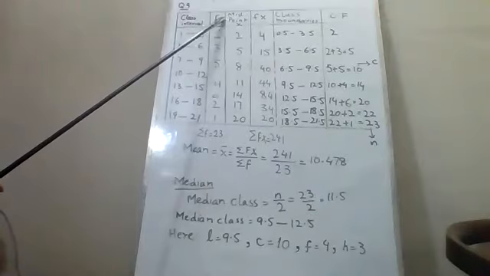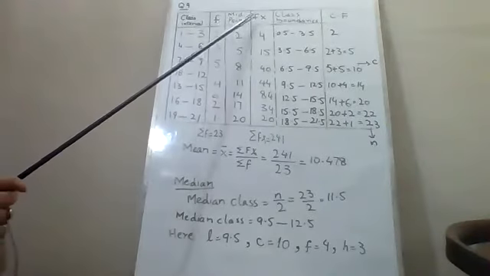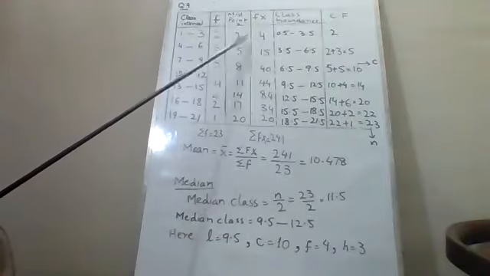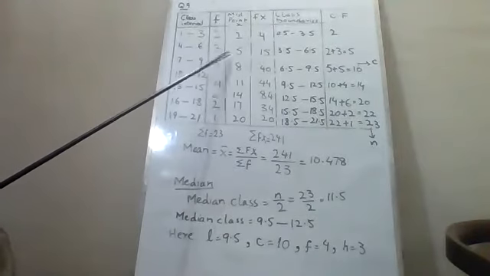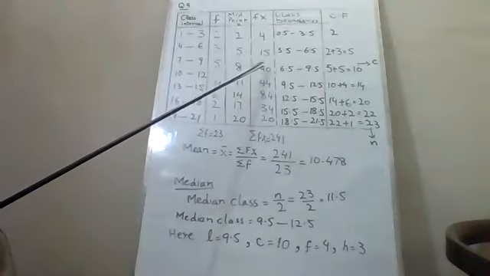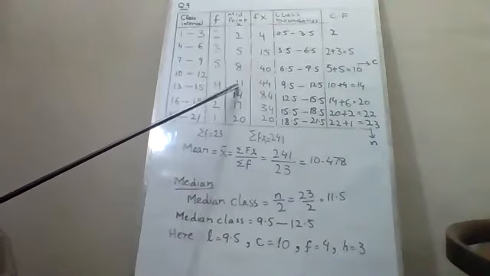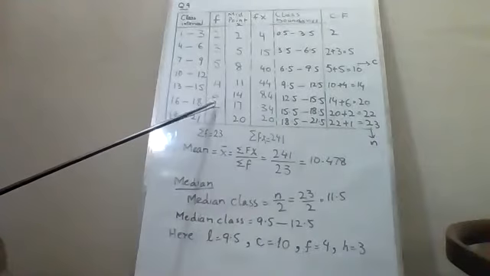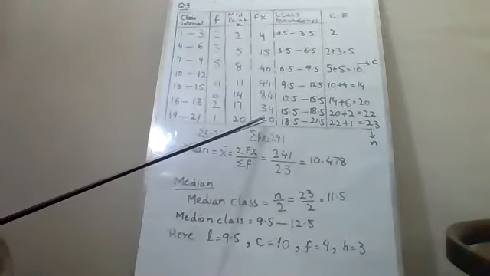Now we multiply frequency with x in the next column. F multiply x. So 2 2s are 4, 3 5s are 15, 5 8s are 40, 4 11s are 44, 6 14s are 84, 2 17s are 34, and 1 20 is 20.